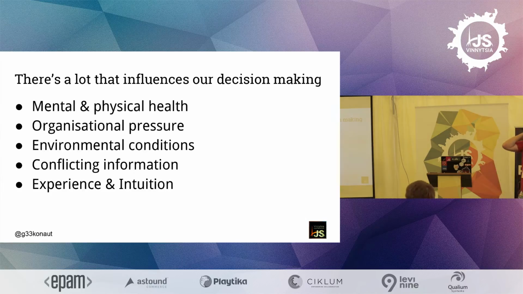So yeah, basically what I'm trying to say is there's a bunch of things that happen that an individual may not be able to have control over, and that makes us take the wrong decisions. That means, for instance, mental and physical health.